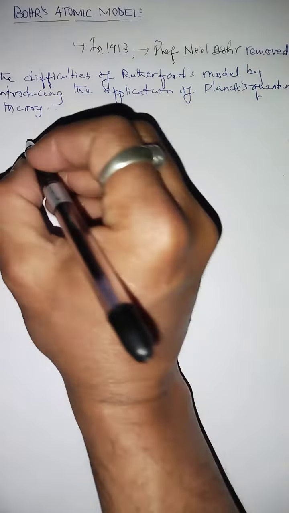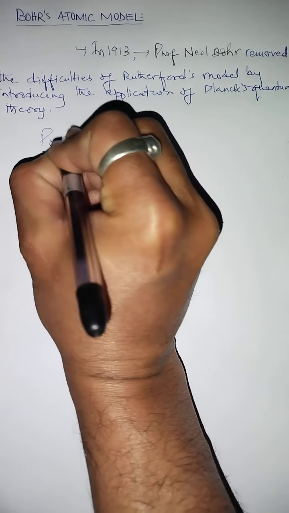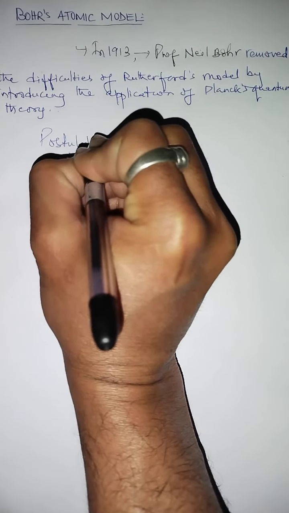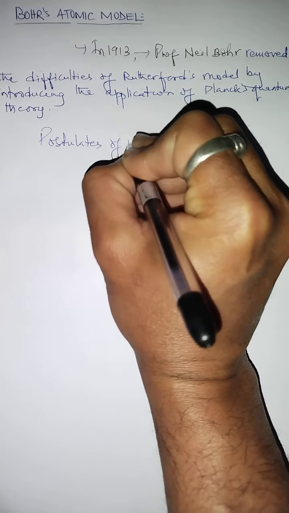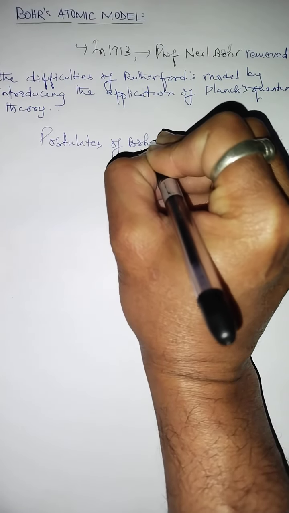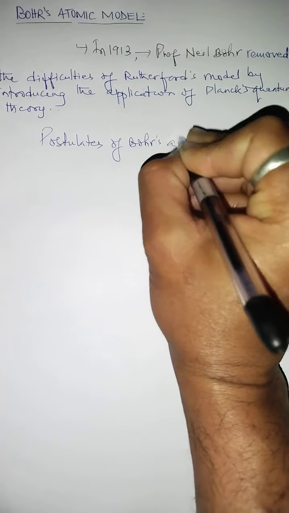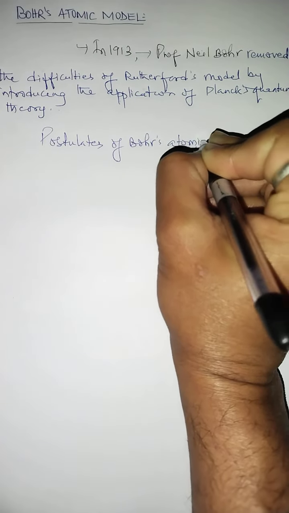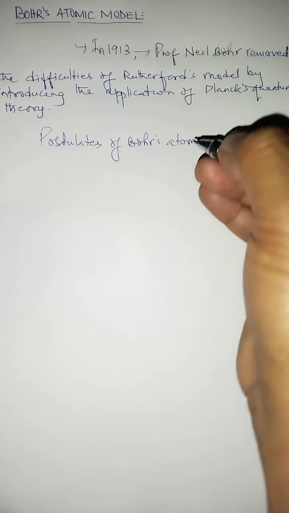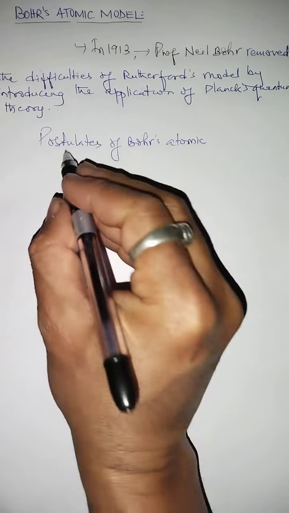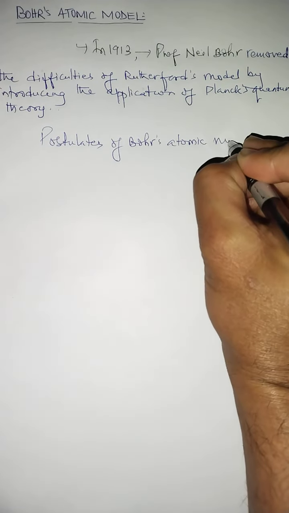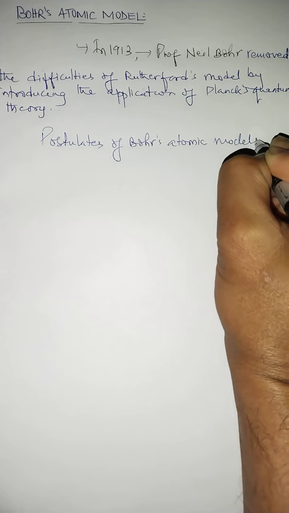So now we discuss the postulates of Bohr's atomic model. And children, this topic will be asked in the examination. You may be asked to write any one of the three postulates, or you may be asked to write all three postulates. How many postulates were prepared by Niels Bohr? Three postulates. So let's discuss the postulates one by one.